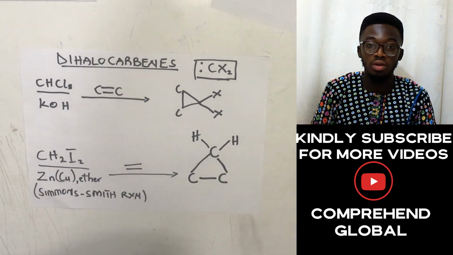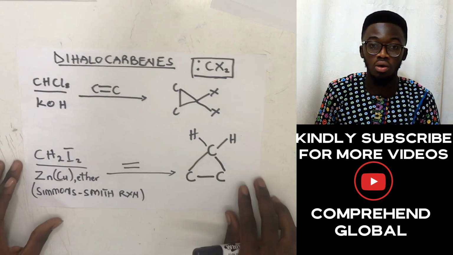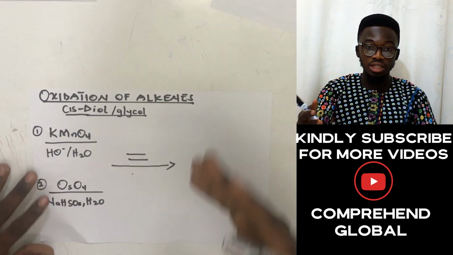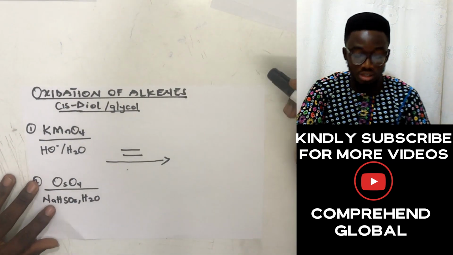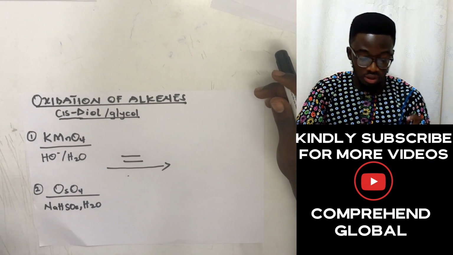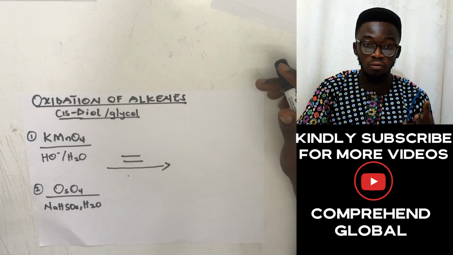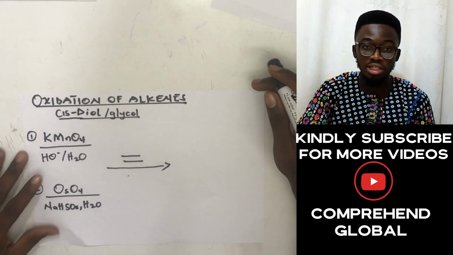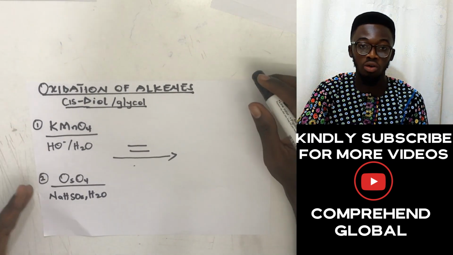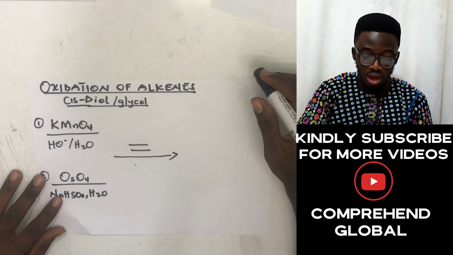So let's take note of these two reactions also. Now, the next that we are having is the oxidation of the alkenes. There are a lot of reactions that lead to oxidation of alkenes, meaning addition of oxygen or the removal of hydrogen from alkene.